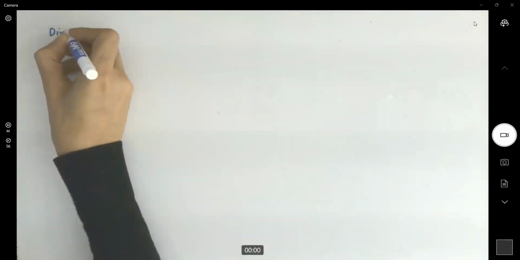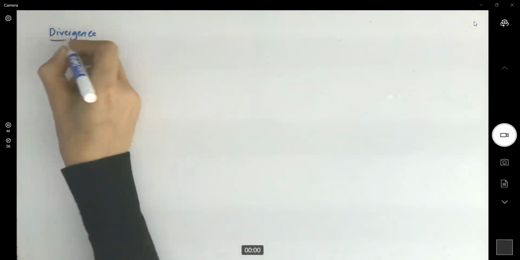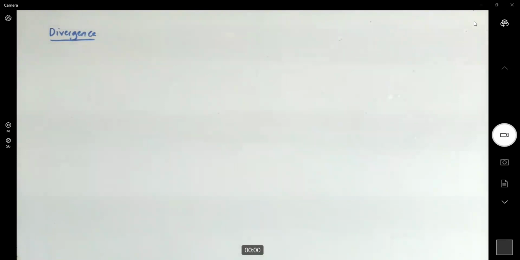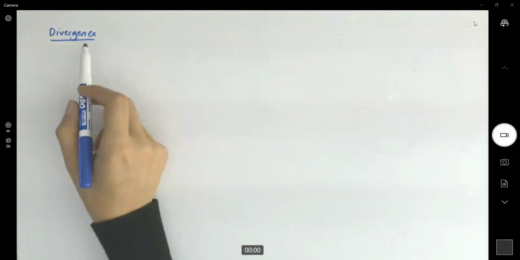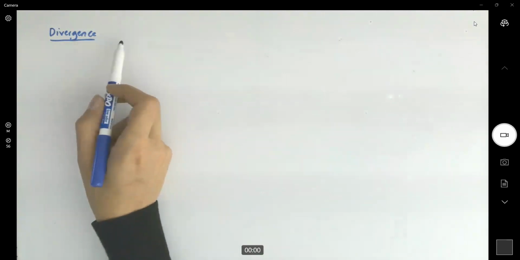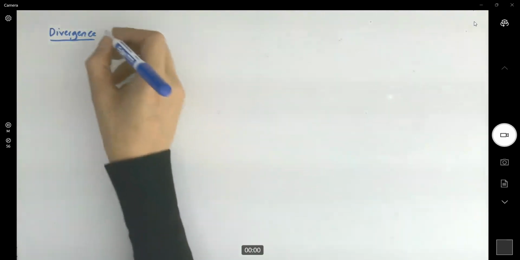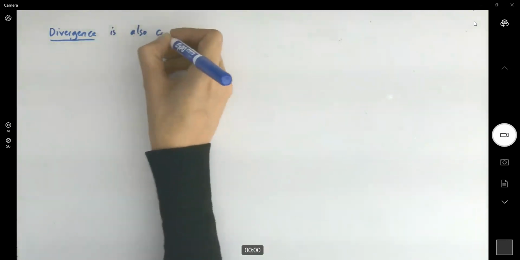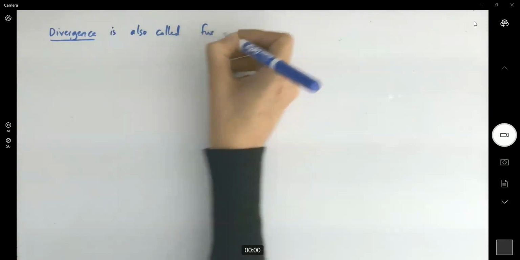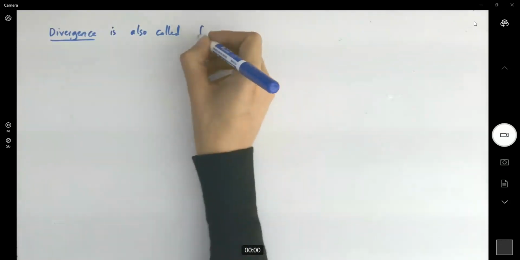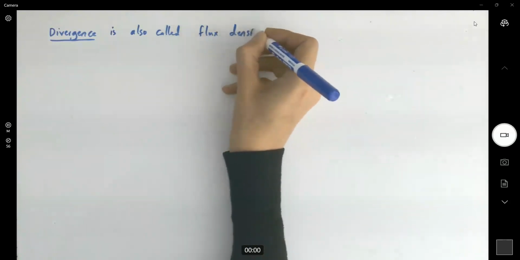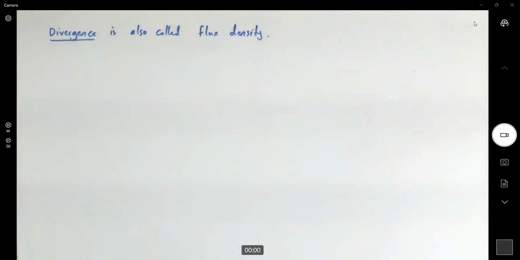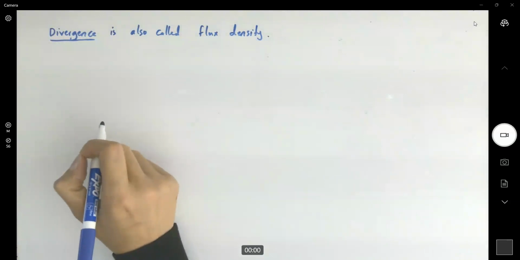Let's talk about divergence a little bit. Divergence of a vector field at a point, sometimes called flux density. Suppose you have a vector field and it represents the velocity field.